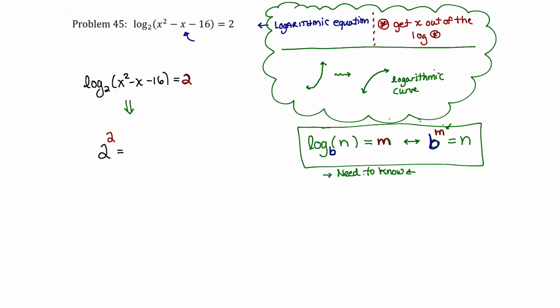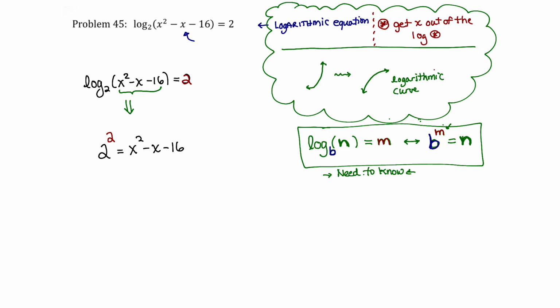And then the object that's within the logarithm itself is the result of raising b to the nth power. So this right here is actually my result of raising b to the nth power. And so by simply using the exponential equivalency of a logarithm statement, I have created this equation: 2 to the second equals x squared minus x minus 16. Now, we are good to go because we no longer have a logarithm in our statement. We have gotten the x out of the logarithm.